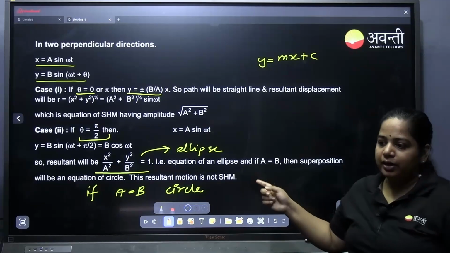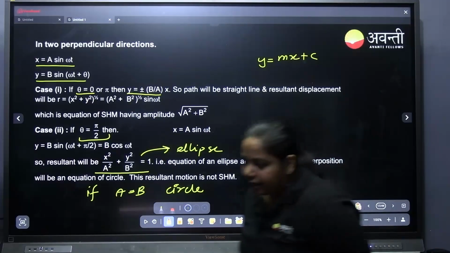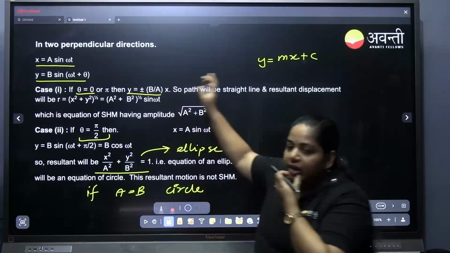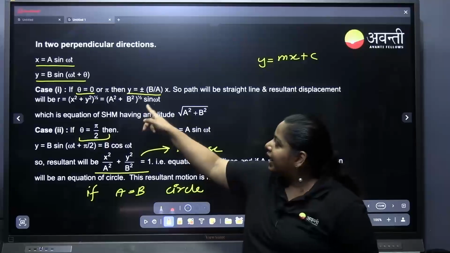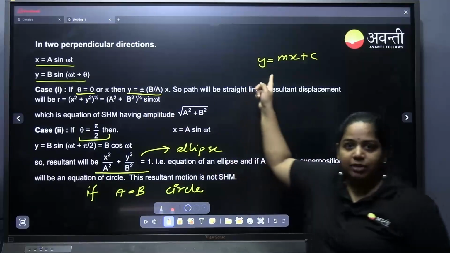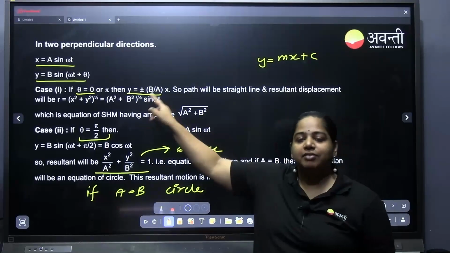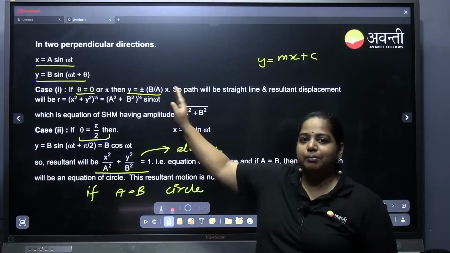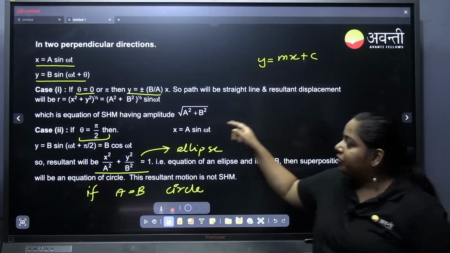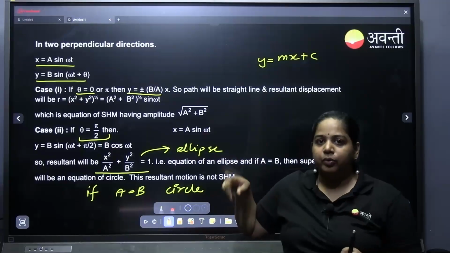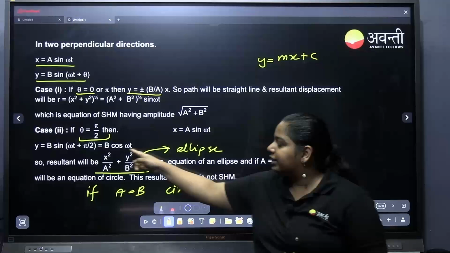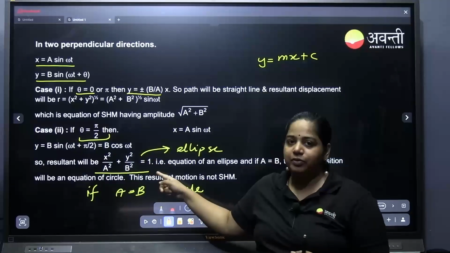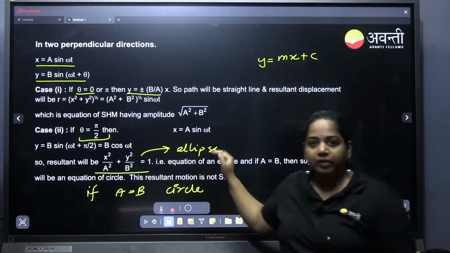For two perpendicular SHM, when they are added, there are two cases. First case, theta equal to 0. In that case, it will be a straight line motion with the equation y equal to plus or minus b by a x. If the phase is pi by 2, then the resultant motion will be given by this equation. This is an equation of an ellipse.